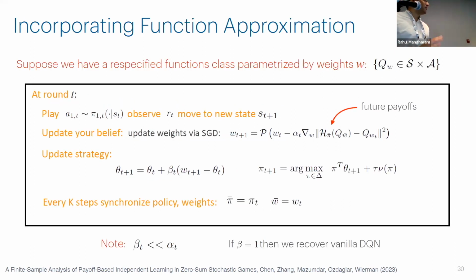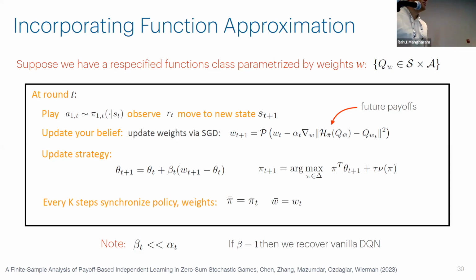Now, suppose that we have specified a function class, which is parameterized by weights. Then basically what we can do is this is the DQN algorithm up here. At round T, you play an action according to your policy. You observe your reward and move to a new state. Given all that information, you're going to update your belief. And in DQN, the way you update your belief, instead of doing basically a fixed point iteration, you update your weights via stochastic gradient descent on basically the squared difference.